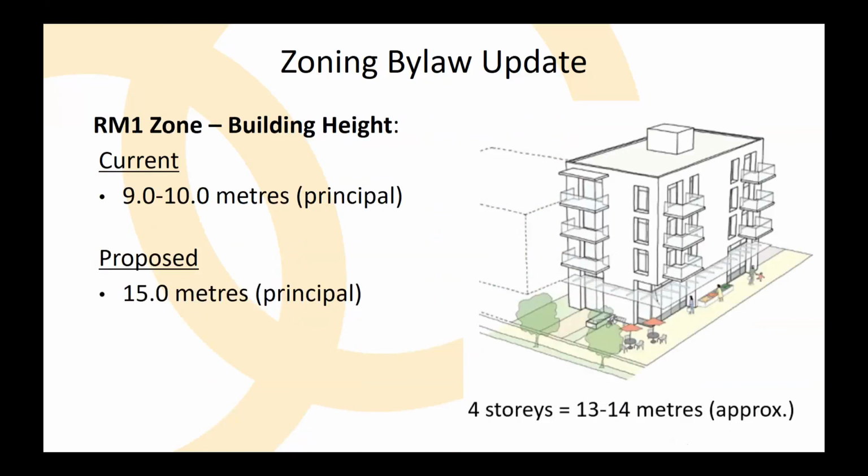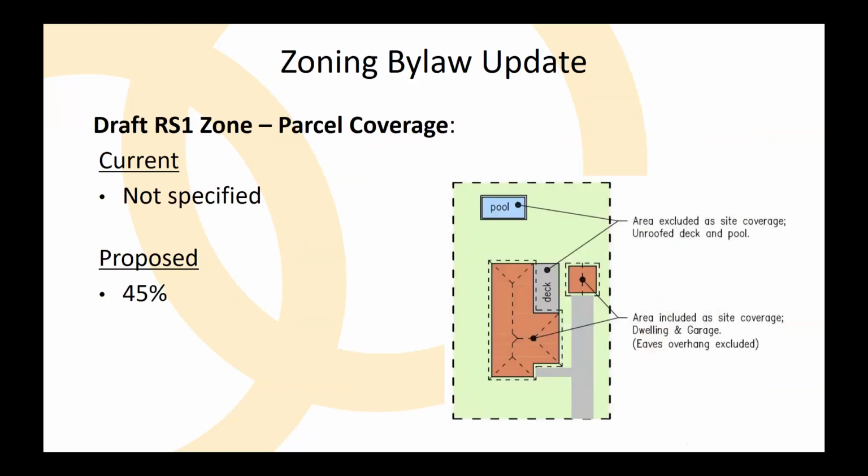So in order to provide some differentiation between the medium density zone and the low density residential zone, it's being proposed to increase the height in the RM1 zone to 15 meters from the current 9 to 10. So that should comfortably allow for 4 stories to be constructed where medium density is contemplated by the town's OCP and zoning bylaws.